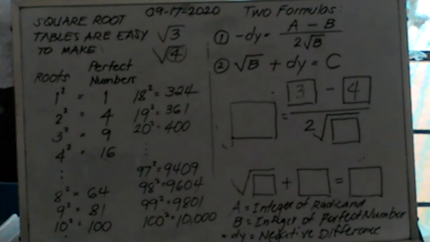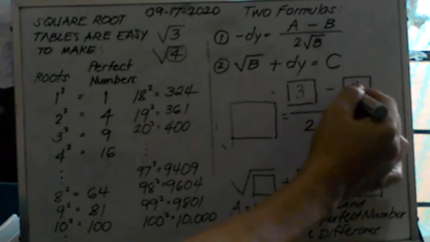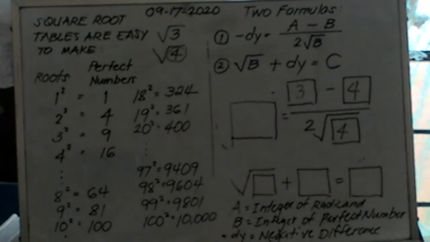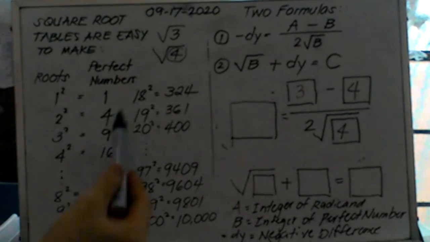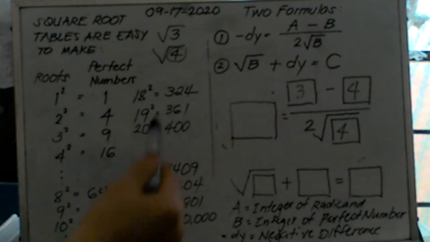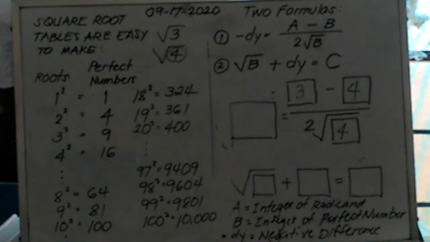Now what does B stand for again? It's the integer of the perfect number, which is 4. This is the perfect number, right? So 4, square root of the perfect number. Perfect numbers. Here. You will look here. And we will get negative 0.25. You will always get a negative number.